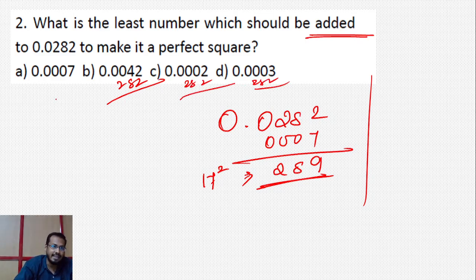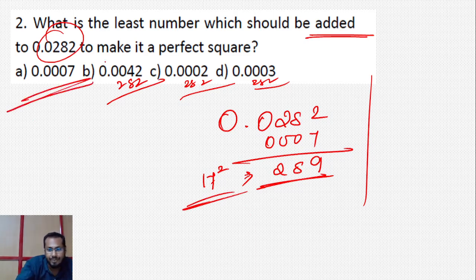My answer is 289, that is 17 square, because 20 square is 400, and this is less than that. So definitely we understand that my answer is between 15 square and 20 square. 17 square is the right answer. So the answer is option A.